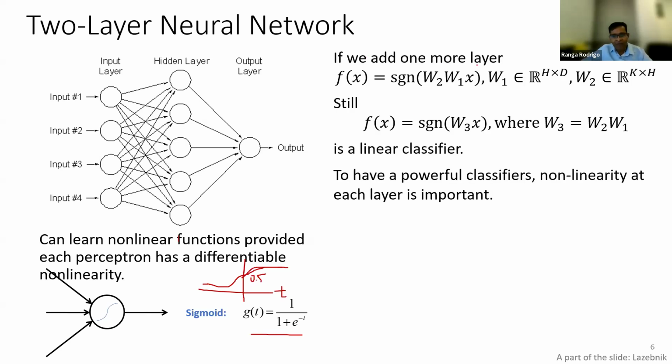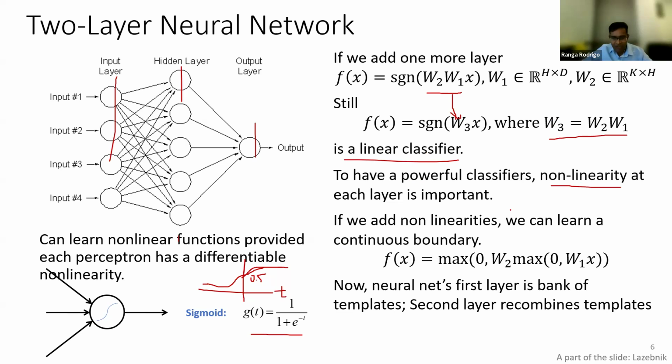So if we add one more layer like that, you can have W2 and W1, but those also we can combine into one W, just by matrix multiplication, where W3 is W2 times W1. So it is still a linear classifier. To have a powerful classifier, nonlinearity is extremely important. If we add nonlinearities, we can learn a continuous boundary. Here, the max function is a nonlinearity.